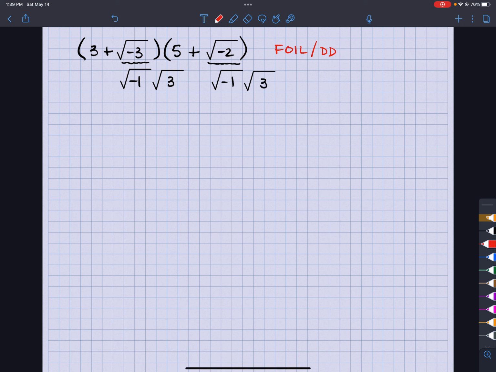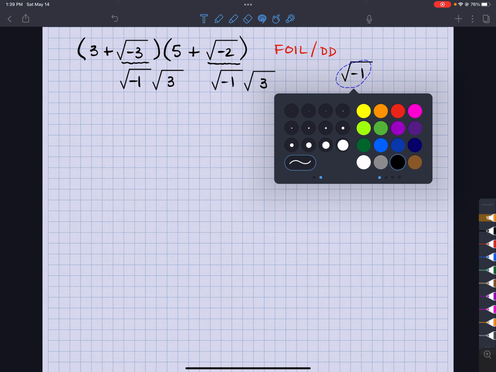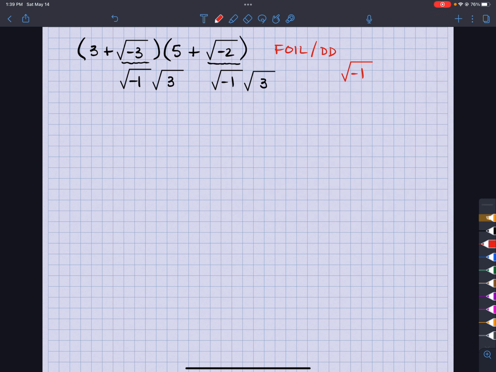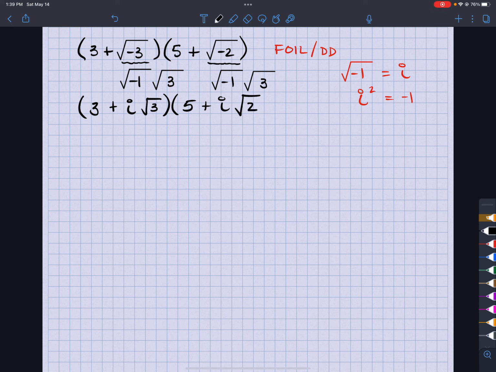Because what we do know is that the square root of negative 1 is equal to i, right? And that i squared is equal to negative 1. So with that being said, that means my binomials are actually 3 plus i square root of 3 times 5 plus i square root of 2.